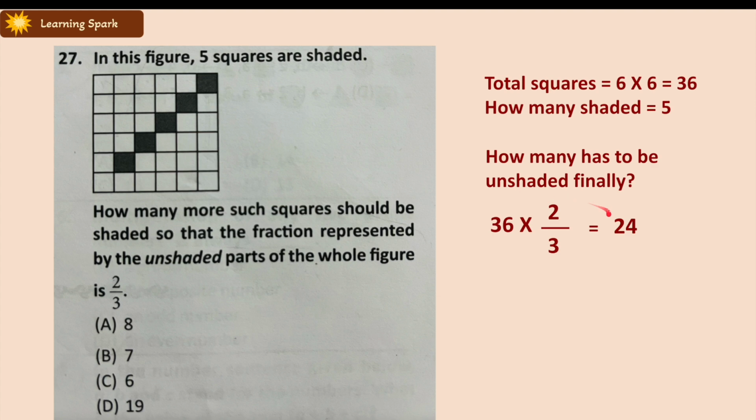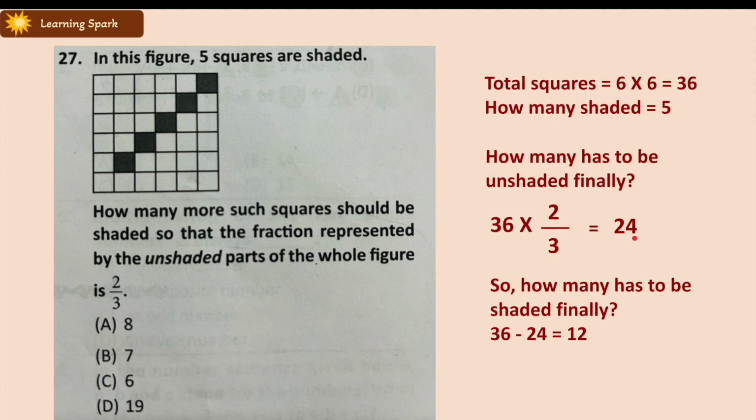Okay, so finally 24 squares have to be unshaded, which means how many squares have to be shaded in the final figure? 36 minus 24, which means 12 have to be shaded. 12 squares have to be shaded finally to make it 2 by 3 unshaded, right? So right now, how many are shaded? Right now, only 5 are shaded.